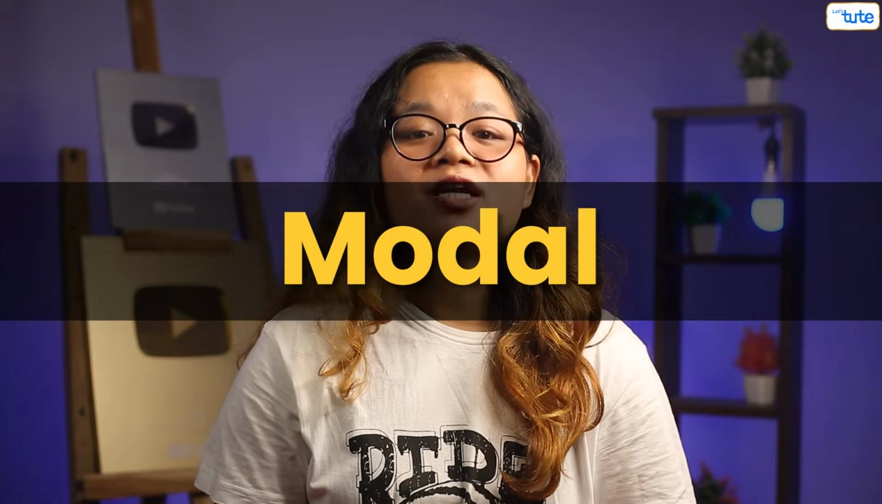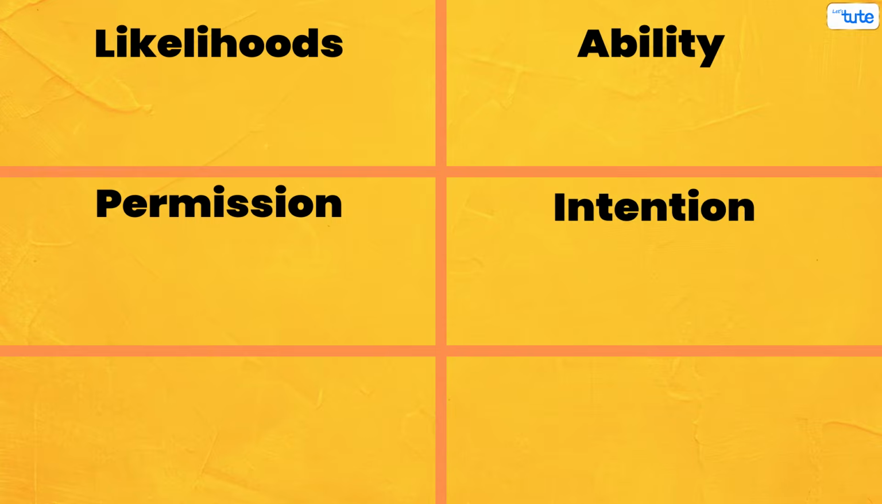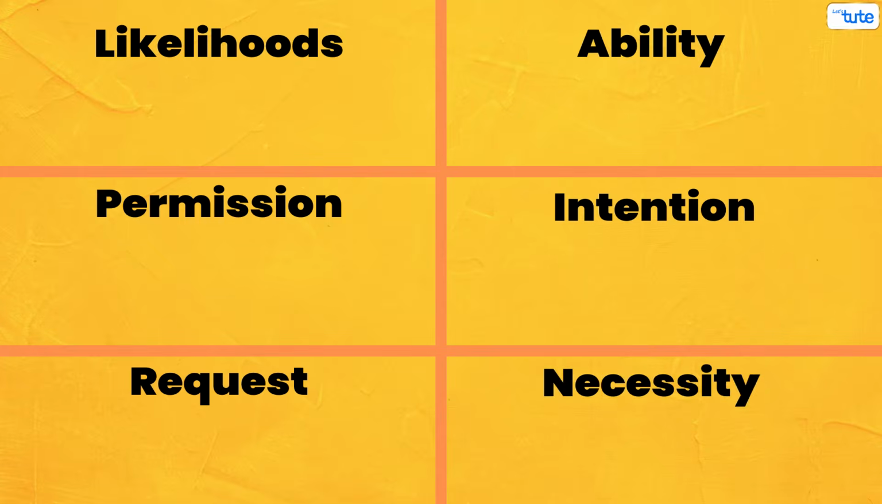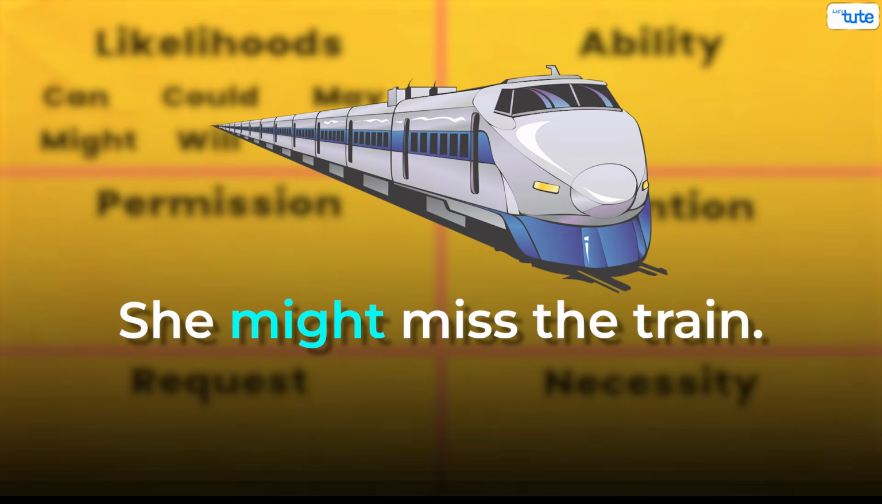Next, we have the modal auxiliary verbs. Unlike the primary auxiliary verbs, modal auxiliary verbs don't change form. Modal auxiliary verbs help the main verb by expressing likelihood, ability, permission, intention, request, or necessity. Likelihoods such as can, could, may, might, will, would. For example, she might miss the train.